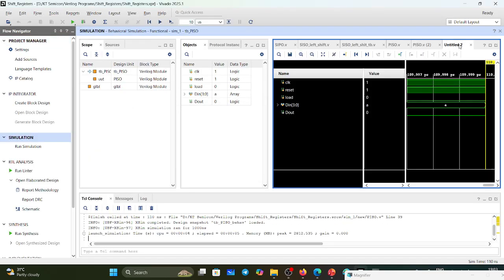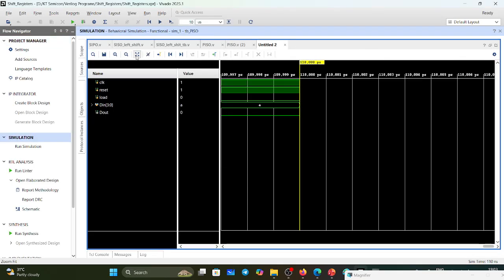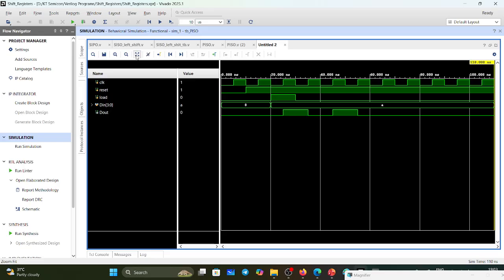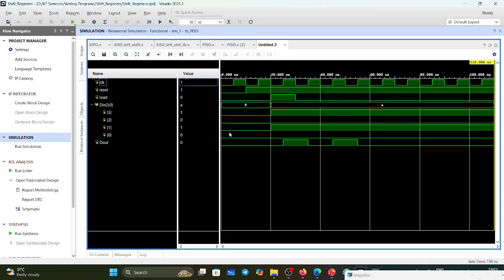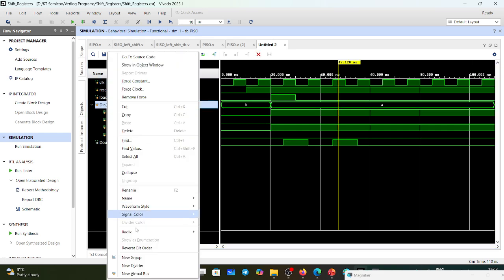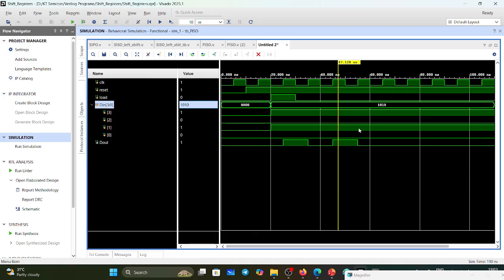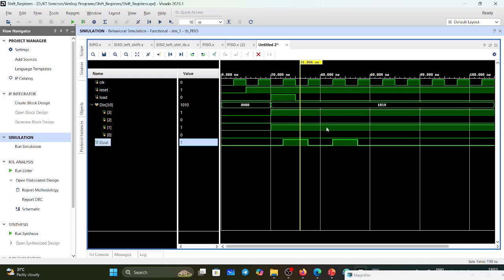So just go to this simulation, fit to page. First, what is happening? During this, the parallel load is happening. When load equal to 1, the parallel data, that is 1010, is loading. Okay, so see here, A. A means parallel load. Otherwise just right click, radix, binary. So when load equal to 1, parallel load is happening, 1010.